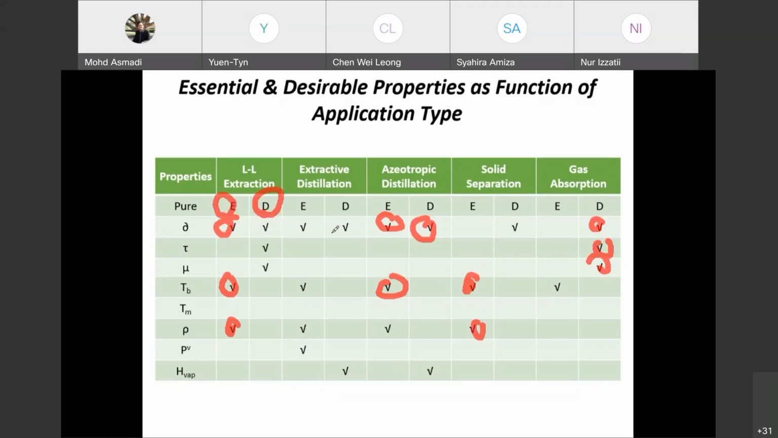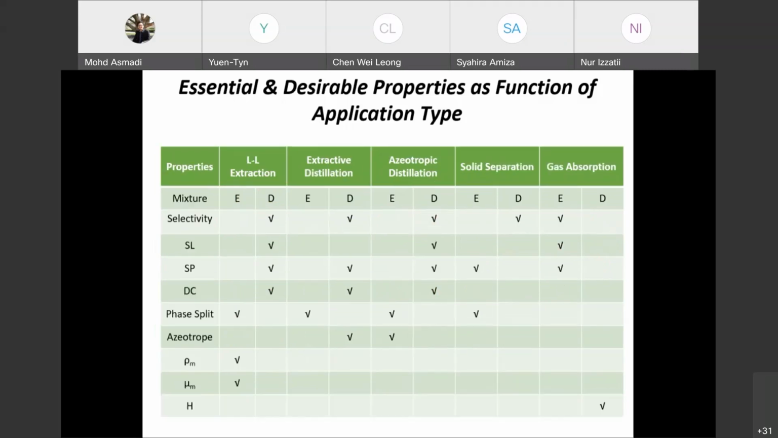And this one is another example, solid liquid, SP, or for the mixture. So what are the desirable and also essential properties? For isotrope, this one is more for isotrope distillation. Extractive distillation is for the isotrope. With extractive distillation, we can use this unit operation to separate the isotrope.